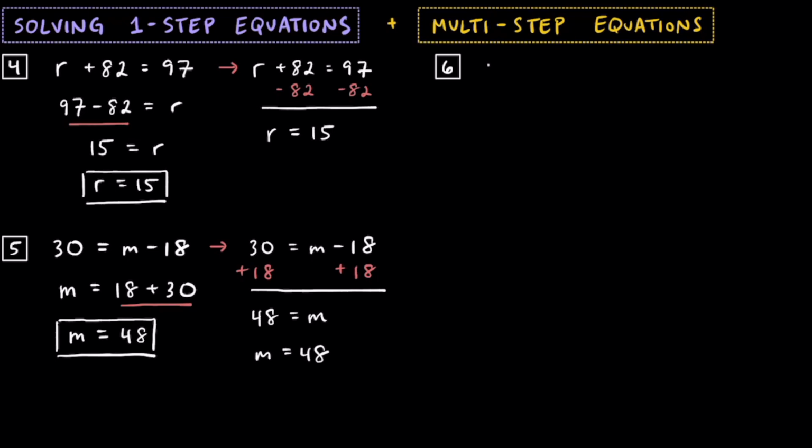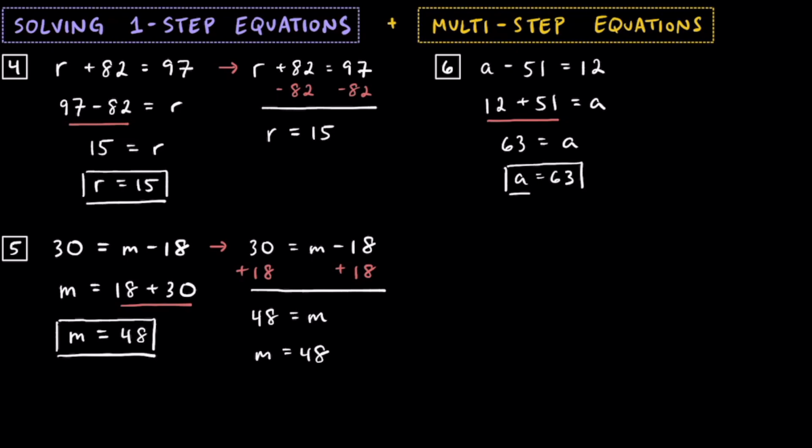All right, for number 6, let's try this equation. We have a minus 51, and that's equal to 12. Okay, so doing some rearranging here, if we know a minus 51 is equal to 12, that must mean that 12 plus 51 must be equal to a. If we combine 12 and 51 together, we can say that that is 63, right? 63 is equal to a, or turn it around and say a is equal to 63. Okay, that's one way of finding the solution.